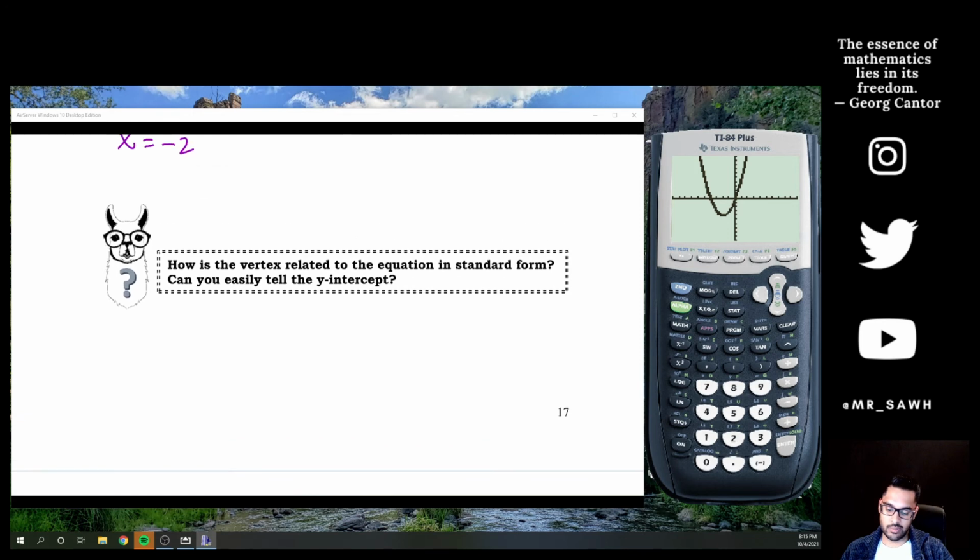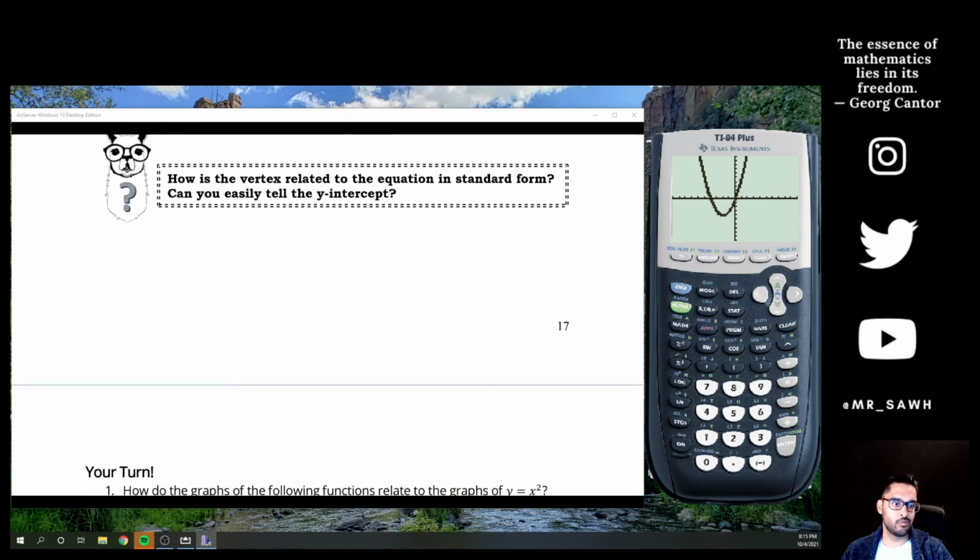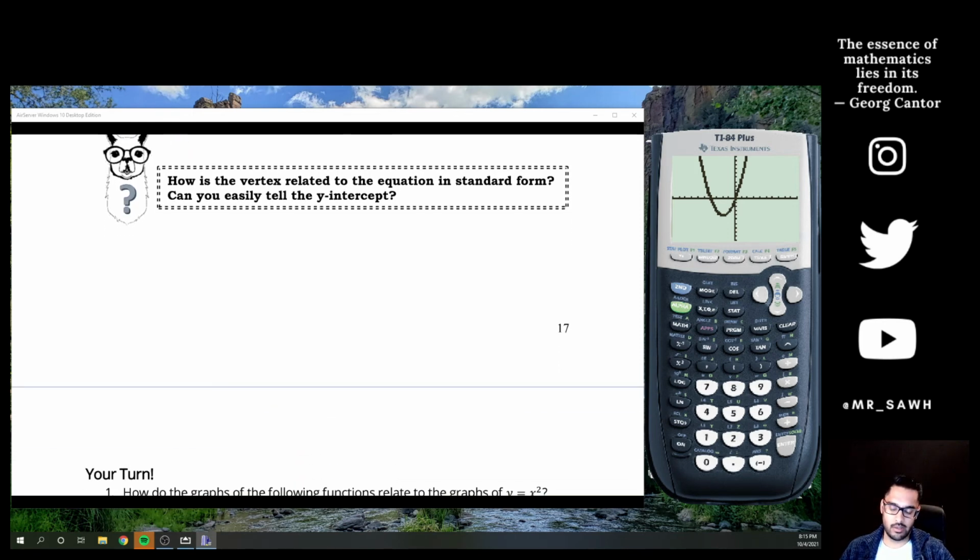Okay, how is the vertex related to the equation in standard form, and can you easily tell what the y-intercept is? Well, here's the equation in standard form once again. Y equals a(x minus p) squared plus q. A is a value which we'll talk about in the next lesson. It deals with how stretched out or how compressed the graph looks. So there are ways we can alter the shapes of these graphs, and that's what is controlled by that value in the front.